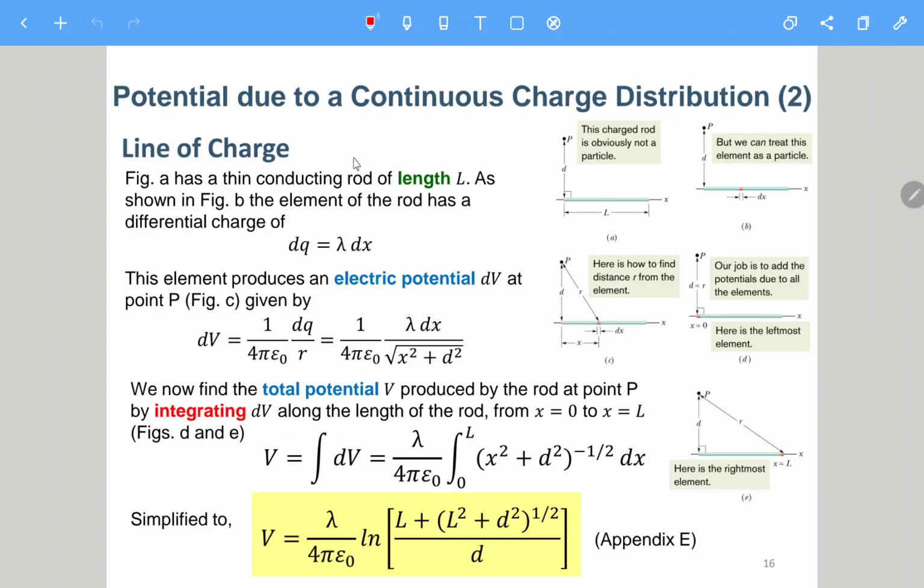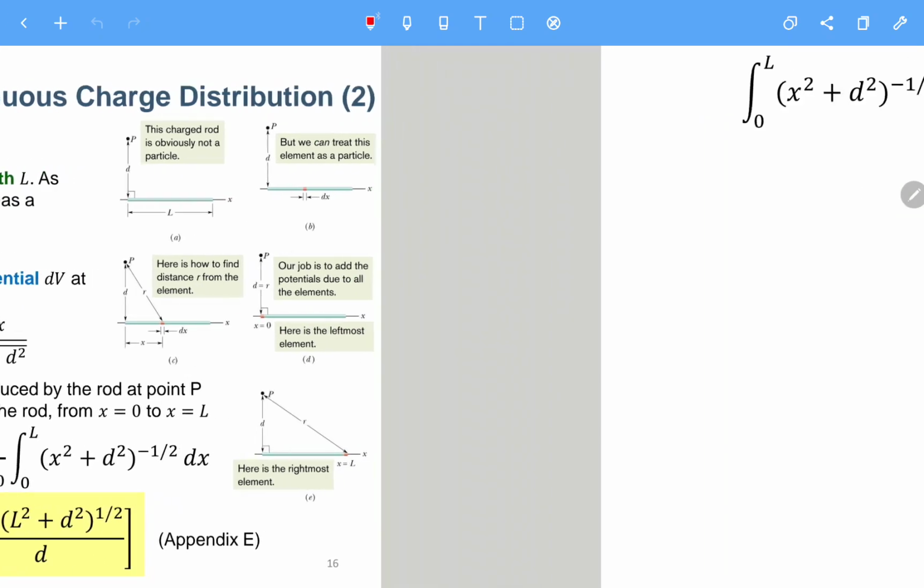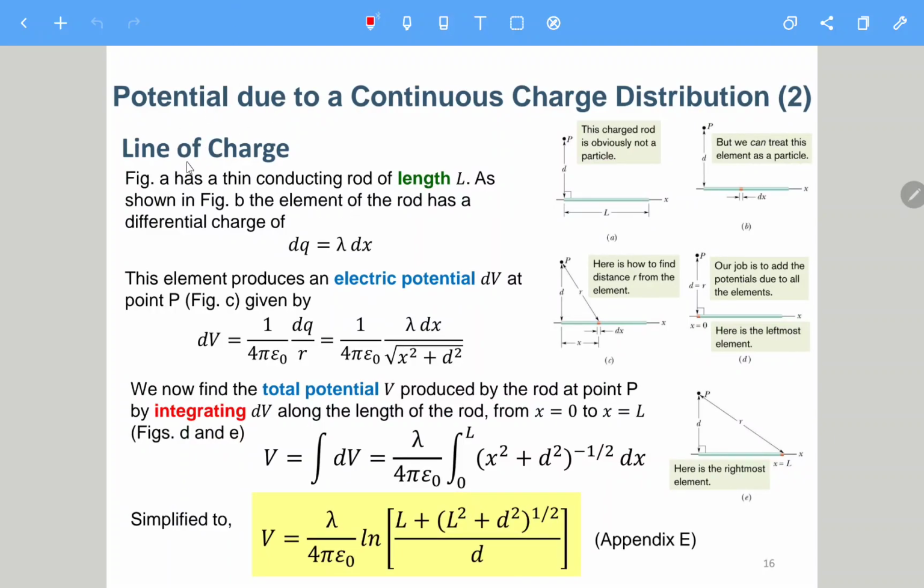So here we try to come up with the expression for two situations. The first one is a line of charge. Here we assume that we have a bar with length capital L, and we try to come up with the potential at point P. So this is the starting end, and perpendicular to it, we find a point P. We try to find VP. What is VP? Or here we only denote it as V.